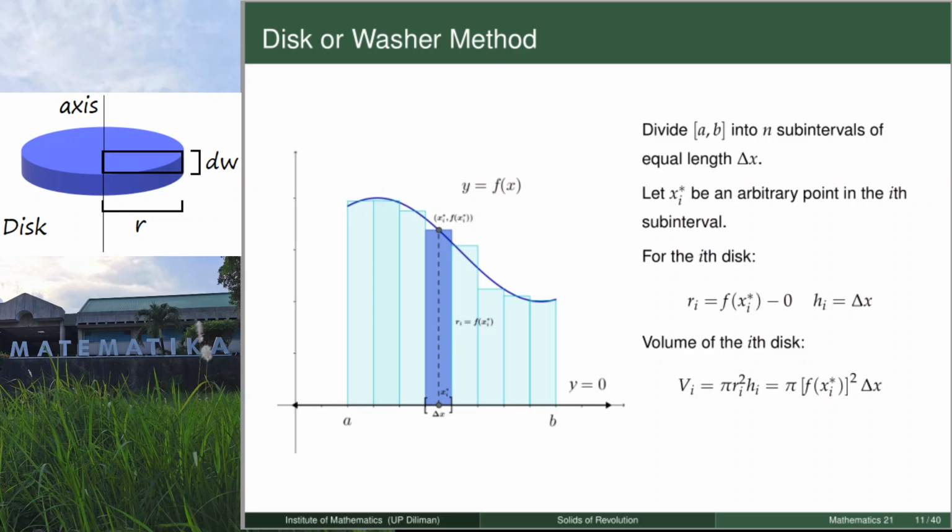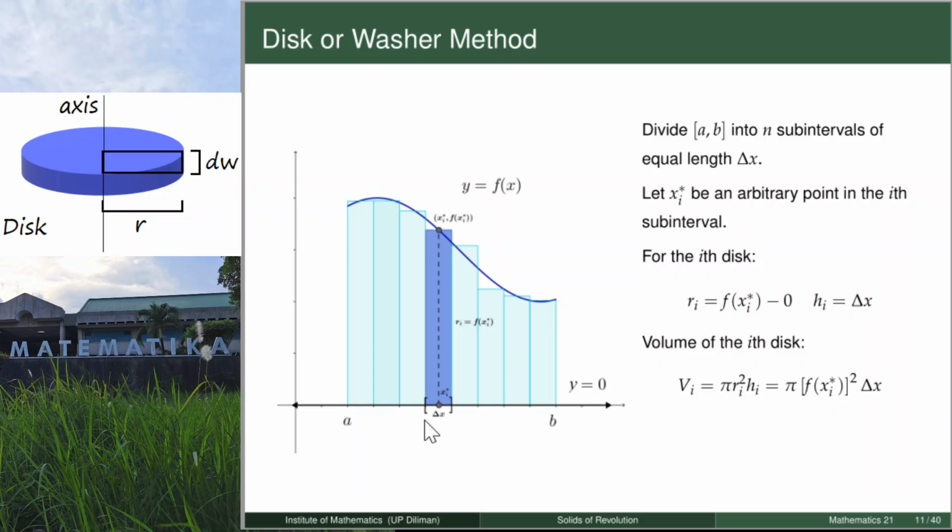So, remember our story from before? Each rectangle corresponds to a disk, and what is the approximate volume of the solid? You just add the volumes of all the disks. But how many disks do we have? There are n subintervals, so there will be n rectangles.